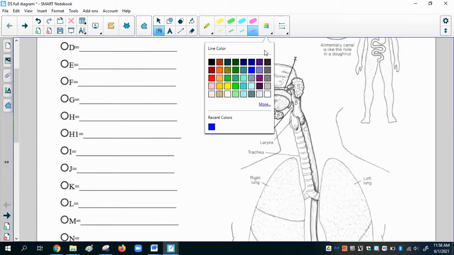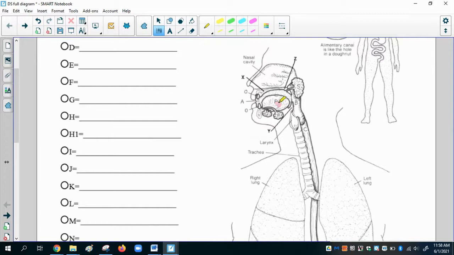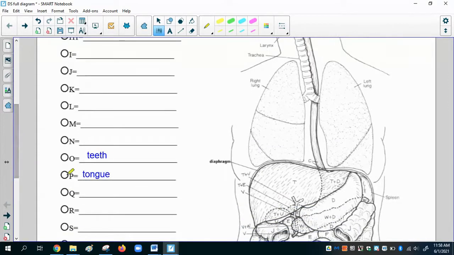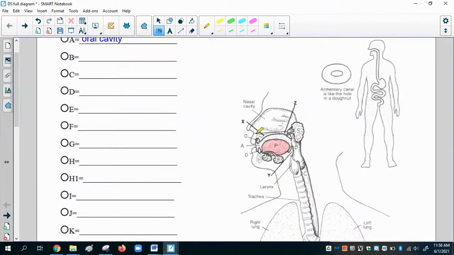So I'm going to grab a light pink color and color that in so it appears a little bit more tongue-like than just this white egg inside the oral cavity. So I've colored the tongue pink, and then I'm just going to mark that I colored it pink over here next to its letter. Okay, let's go ahead and tackle the roof of the mouth, letters X and Z.